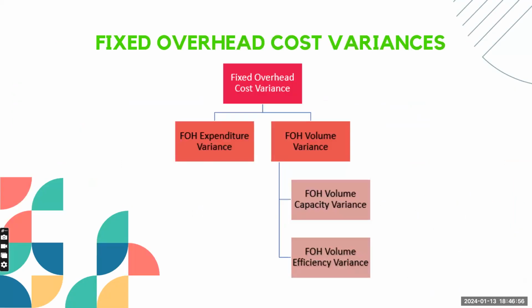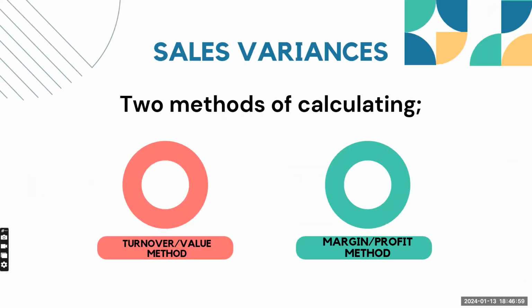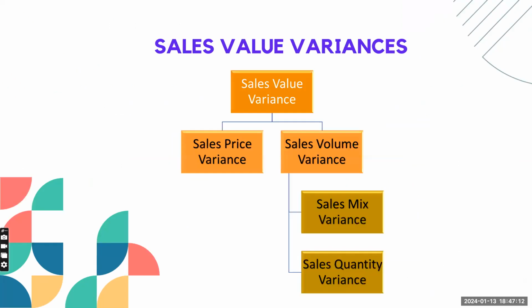So let's see what we can do when it comes to sales variances. There are two methods of calculating sales variance: the turnover or value method, and the margin or profit method. Starting with the value variance, only one single word will make the difference. Sales value variance, we take the price variance and volume variance. When it comes to sales, it's calculated by price into quantity. So price variance and the quantity variance.